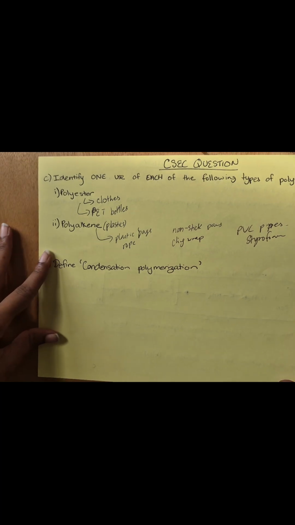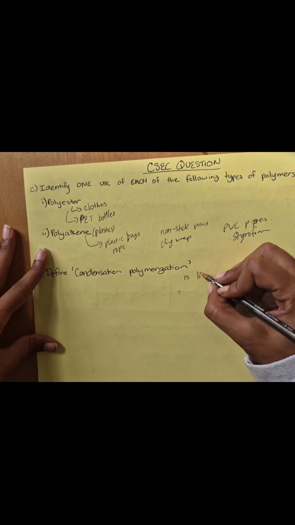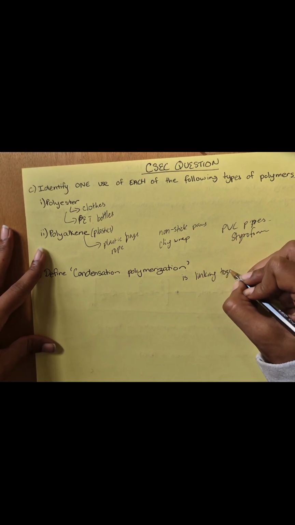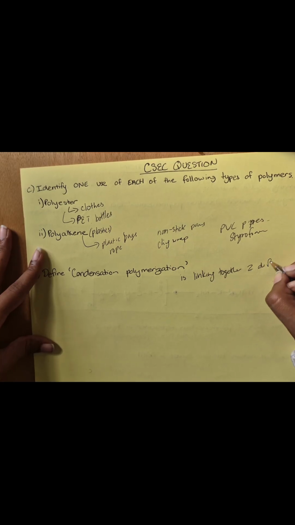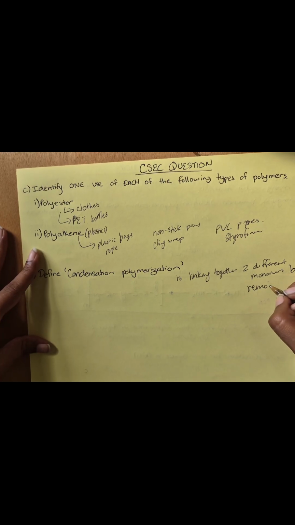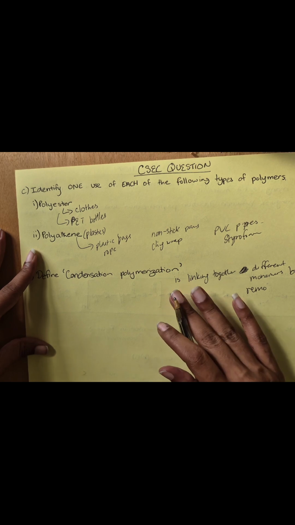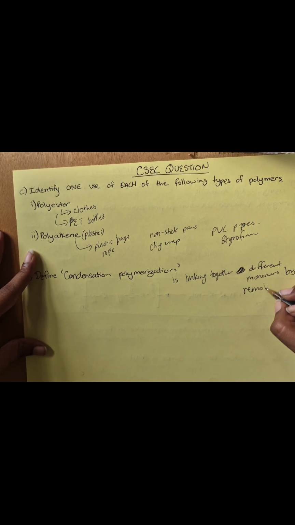right? And finally, define condensation polymerization. So condensation polymerization is linking together two different monomers by well, let's not say two, because it has to be like 50 or more, but let's say linking together different monomers by removing a water molecule from between them.